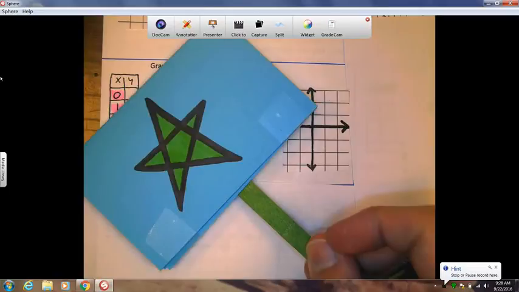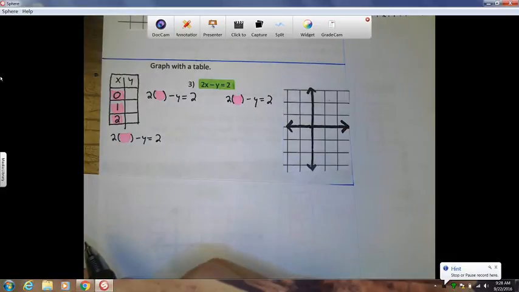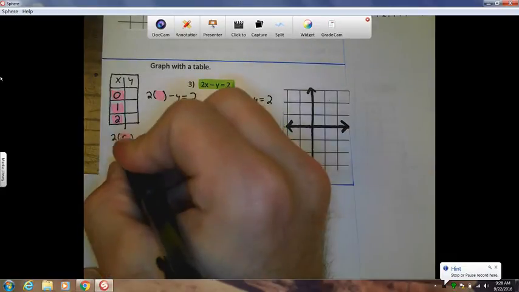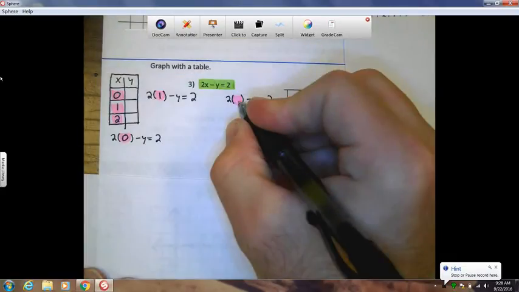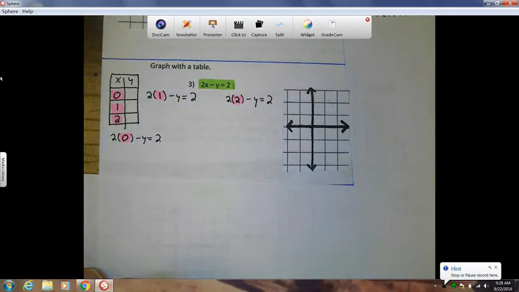So here's my equation. I've written it 3 times. Only now, I'm substituting in my values for x. And I'm going to solve for y. So you have to do this in 3 places. So you've chosen your 3 values. Put those in.